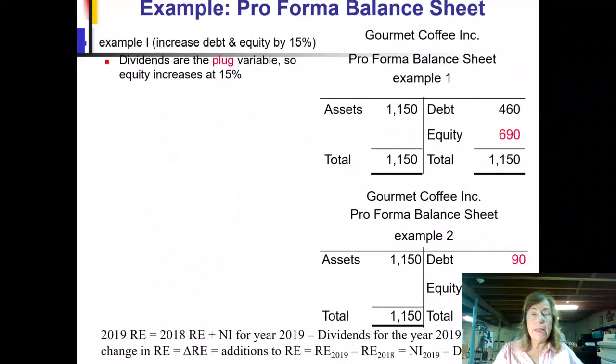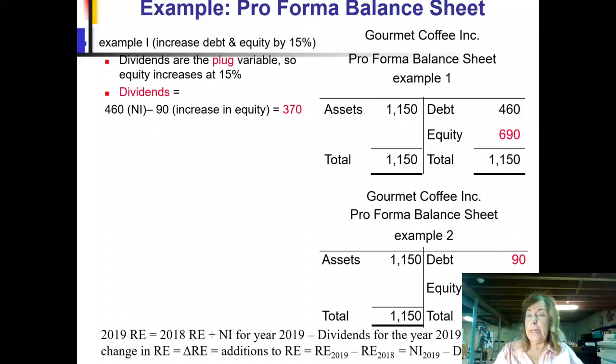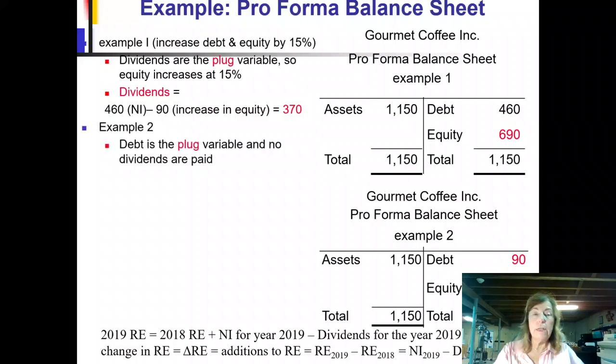So, one thing we could say is if we want only an increase of 90 coming from retained earnings, our dividends will be our plug variable. We will pay out $370 in dividends, a very high dividend payout ratio, because we only want equity to grow by 90, and it will all grow by using retained earnings.